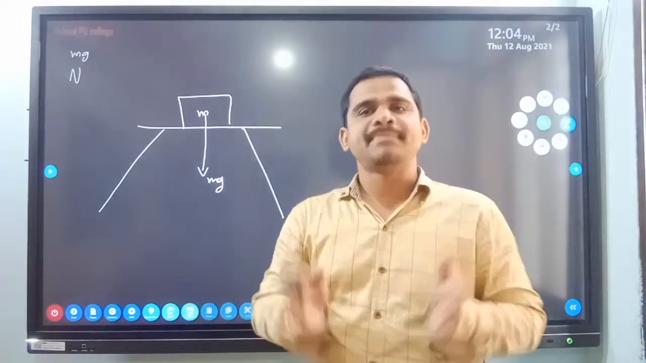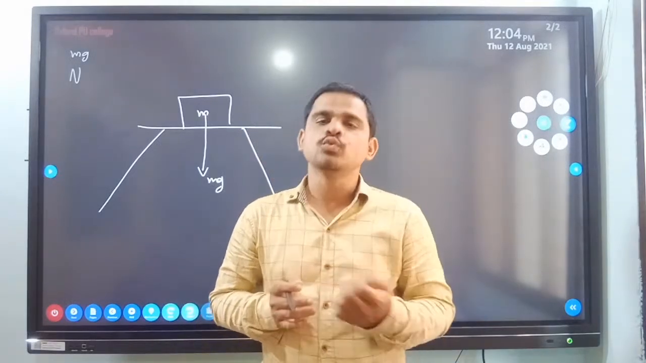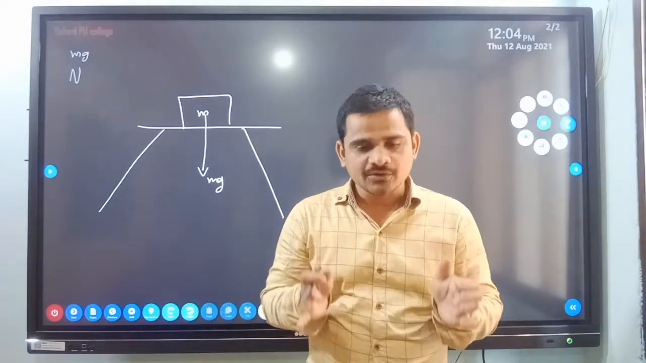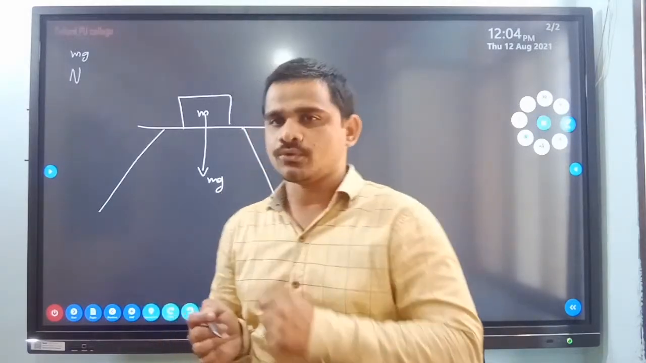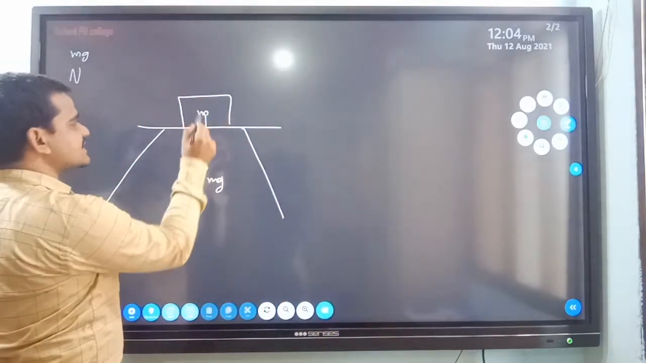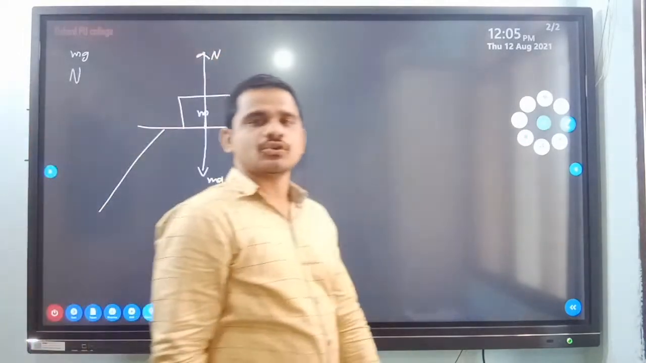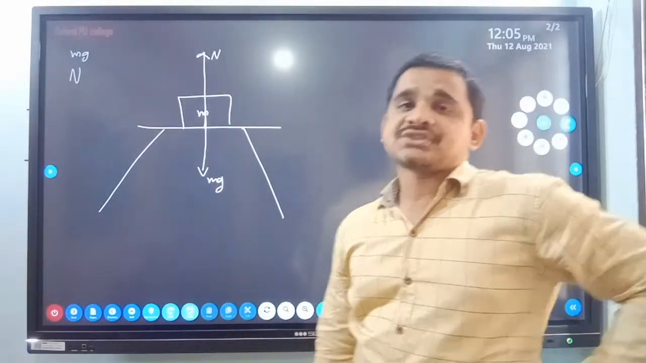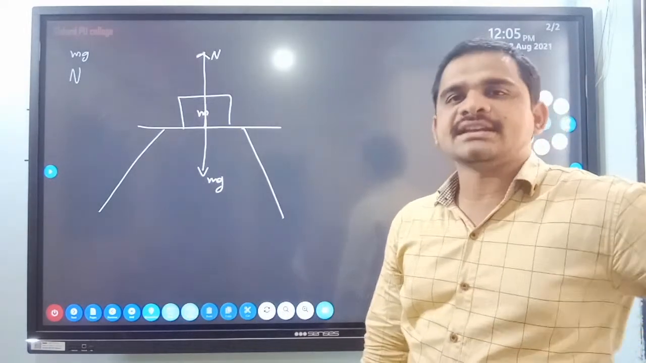Okay, you're sitting on a bench, in a chair. When you're sitting in a chair, this mg acts downward, which means you're applying some force on the bench. You're standing on the floor, which means some force, mg, is acting on the floor. At the same time, I'm saying this body is at rest, which means some other force must act like this. Normal reaction. What is it? Normal force. Some books also write it as reaction force. We commonly take it as normal force.